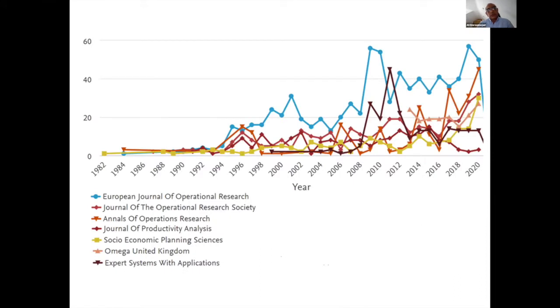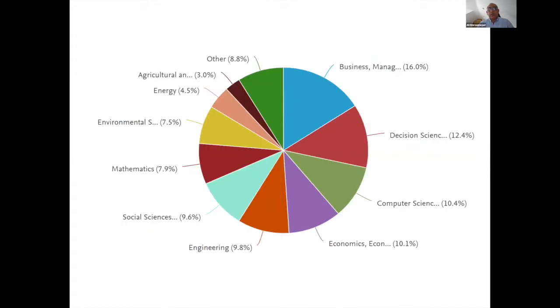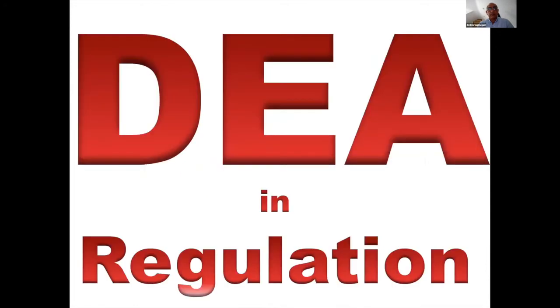In terms of the theory and applications of DEA, there are journals like the European Journal of Operational Research, the Journal of the Operational Research Society, and Annals of Operations Research. These are the main journals publishing DEA papers. Because of its usefulness in various areas, DEA is applied to many types of applications, including business management, decision sciences, computer science, economics, engineering, etc., as you can see in this pie chart.